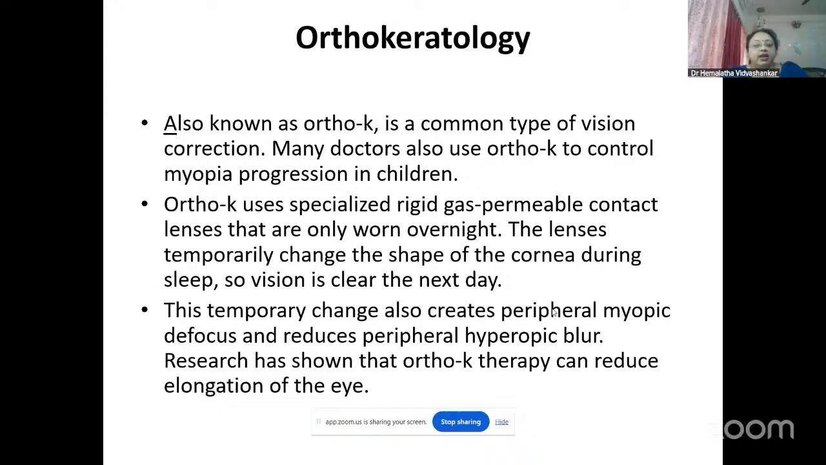lenses, and with ortho-K lenses also some management would be individualized, whichever child responds to whichever technology better, we prescribe it to them.